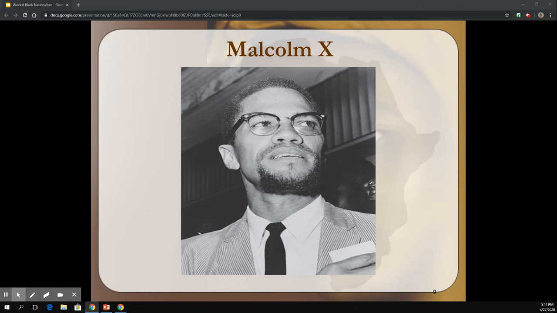Malcolm broke away from the Nation of Islam and founded his own organization. After returning from a pilgrimage in Mecca, he changed his name to El-Hajj Malik el-Shabazz. He continued to lecture and speak until he was assassinated on February 14, 1965. You will learn more about Malcolm X in your lesson for this week.